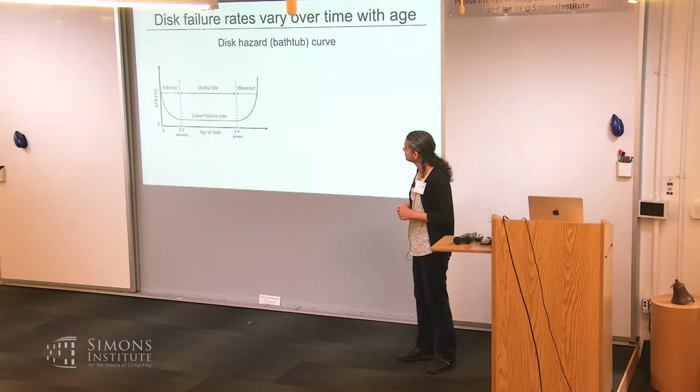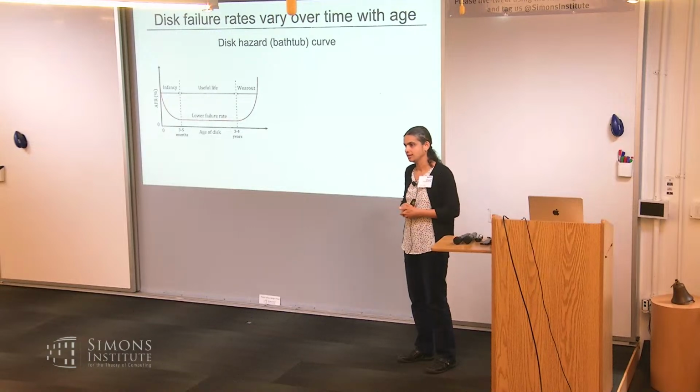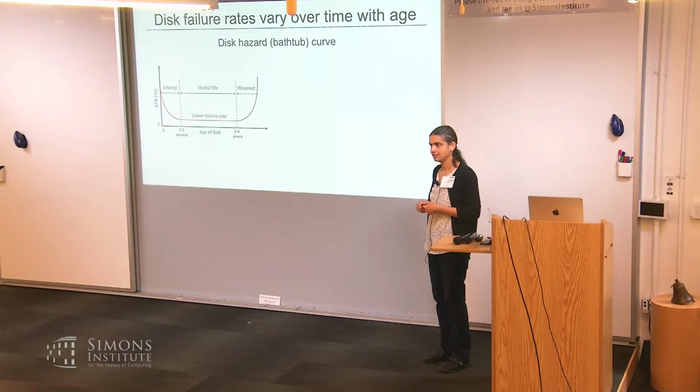One question: the definition of AFR, how do you calculate it? It's basically an average failure rate, an annualized number. You measure for a certain duration and extrapolate it for a year. So the percentage of disks that are failing over one year? Yes.